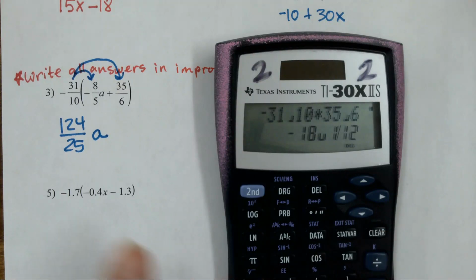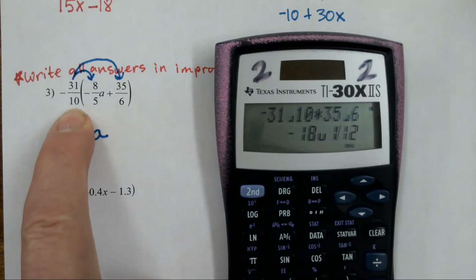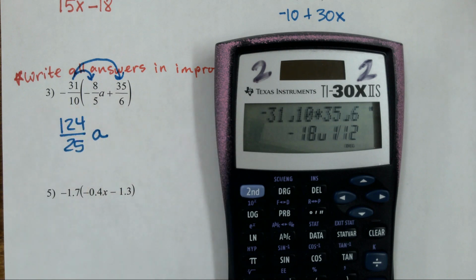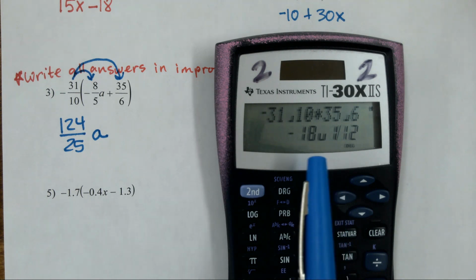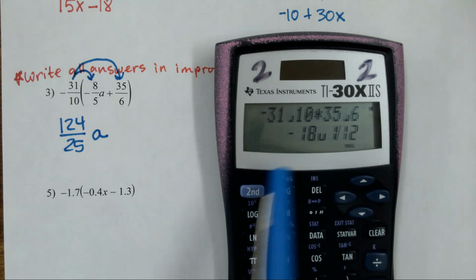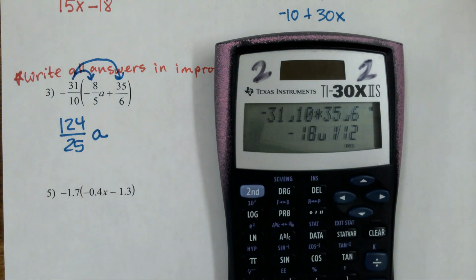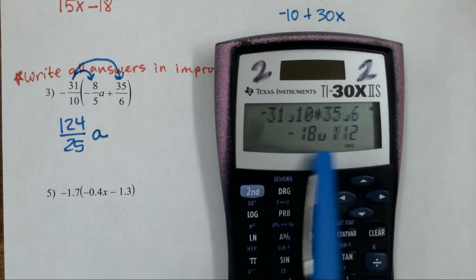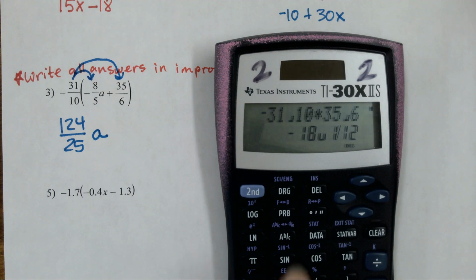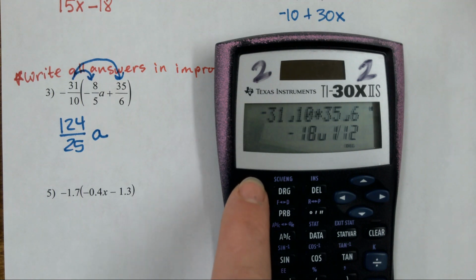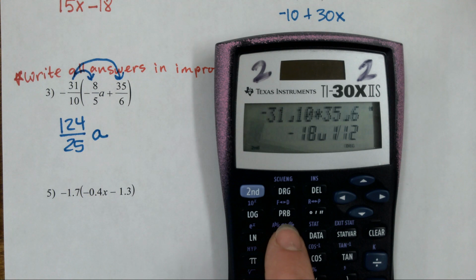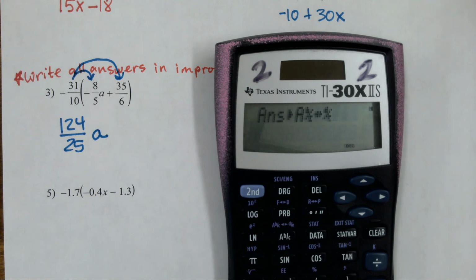All right, so negative 31 fraction 10 times 35 fraction 6. And then make sure you get this form. 35? Yeah, it's 35 fraction 6. And then did you get this form? Yeah. Okay, great. So then we do the second blue key. Yep, the blue key. And then the fraction key again. And then hit equals. And it should give you your improper form.